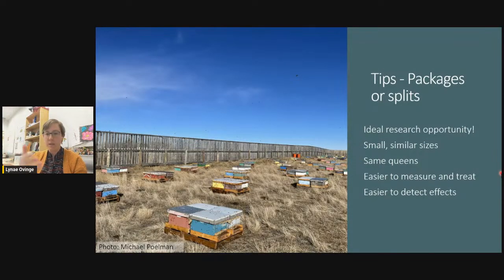Now, I'm going to have another tip here, moving from measurements to tips. Packages or splits. Anytime you're buying packages or making splits, look if there's an easy research trial you can run with them, because they're small. They start off similar size. Often they'll have the same queens. It's just really easy to do research on them. They're easier to treat. They're easier to measure effects. It's just easier to detect the effect of anything in a small hive than in a big booming double. So that's a useful tip.